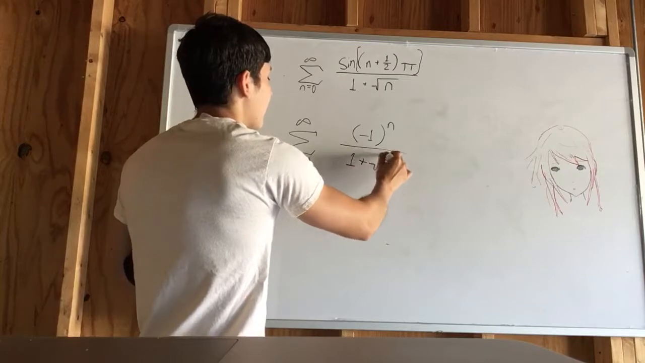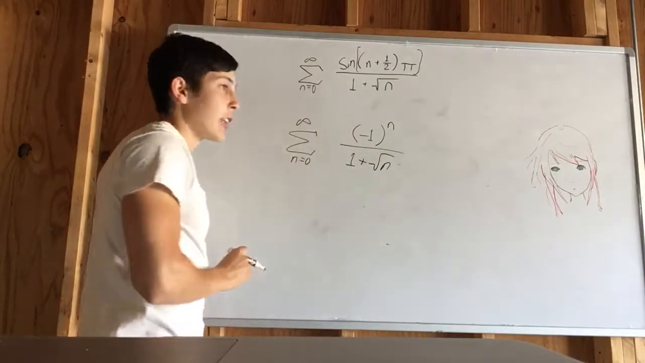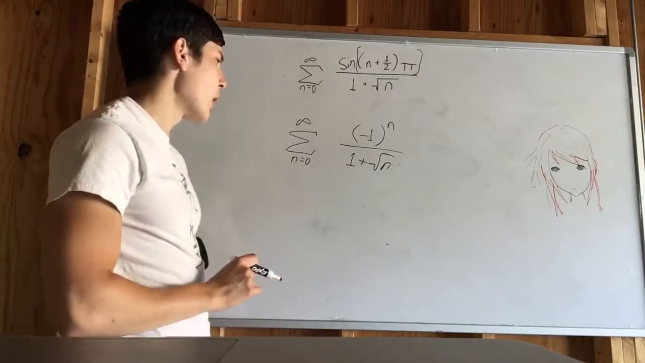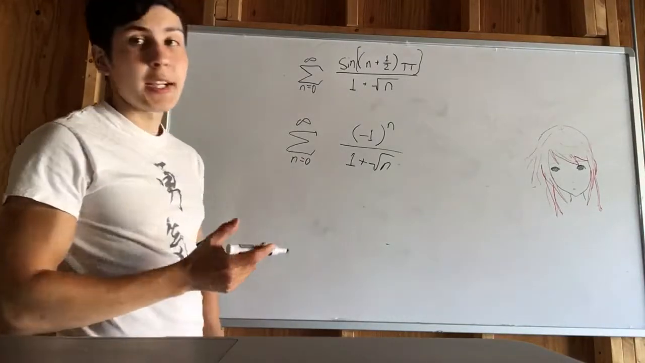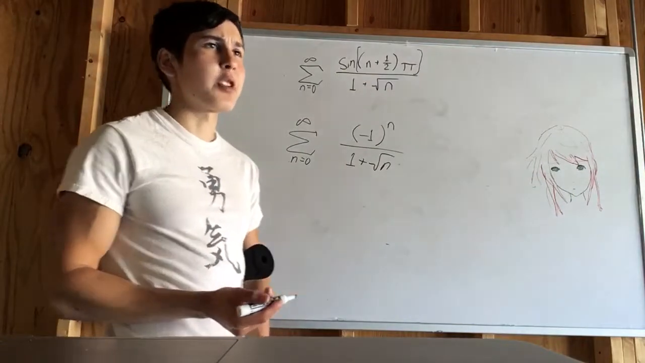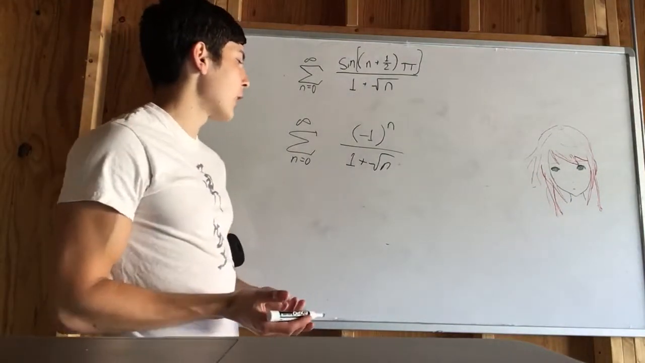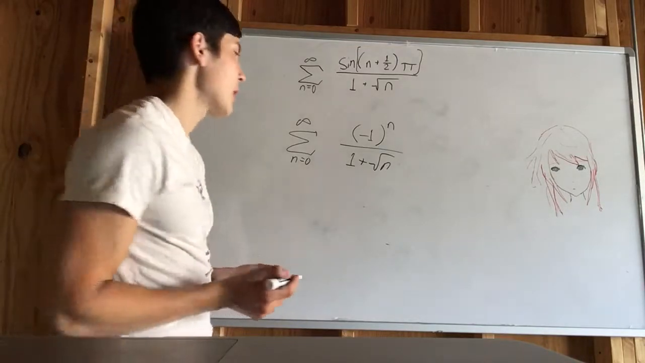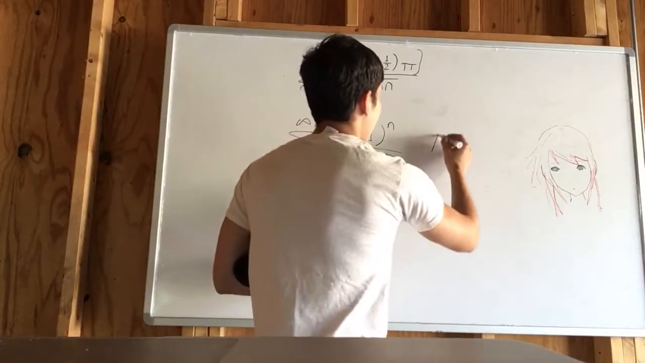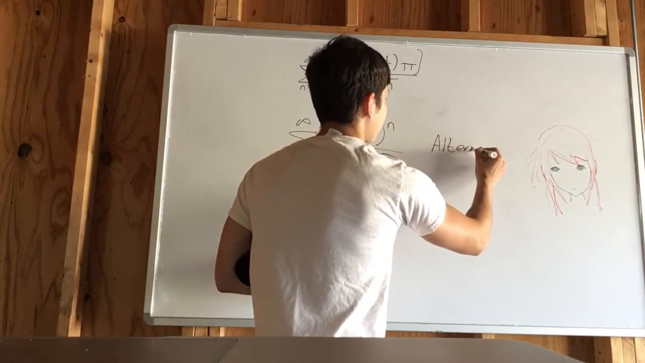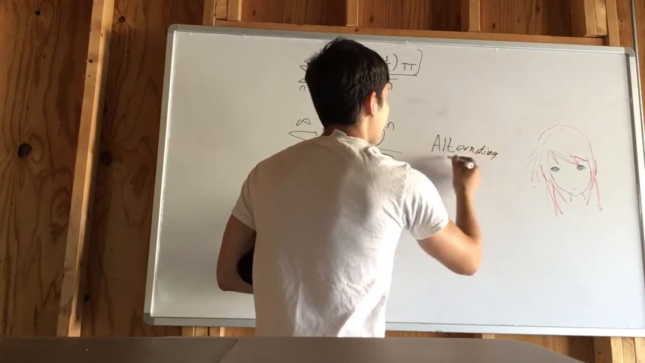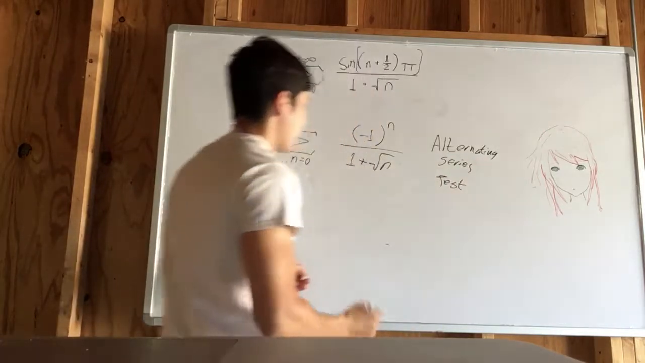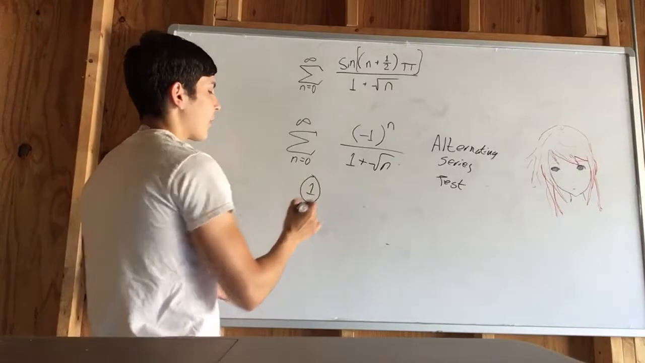Now we can do the alternating series test. Now that we recognize, hey, this is an alternating series, we could use the alternating series test to find if this converges or diverges. So what does the alternating series test tell us? The alternating series test has 2 conditions. So you go through 2 different steps.